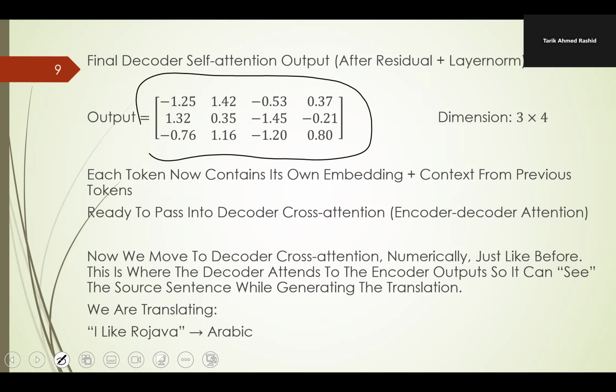That's 3 by 4. What happens here? Each token now contains its own embedding plus context from previous tokens, and is ready to pass into decoder cross attention. By decoder cross attention, we mean we will take the Q from the decoder, and take the K and V from the encoder.